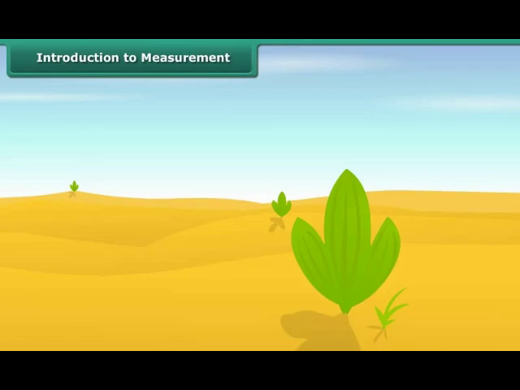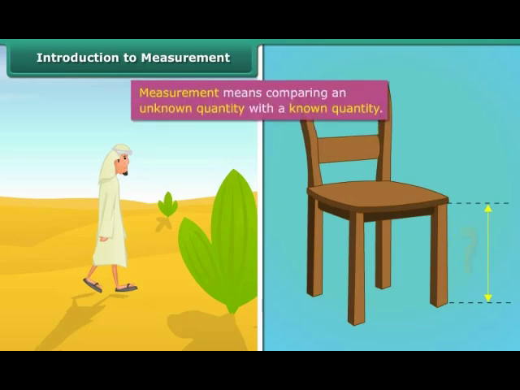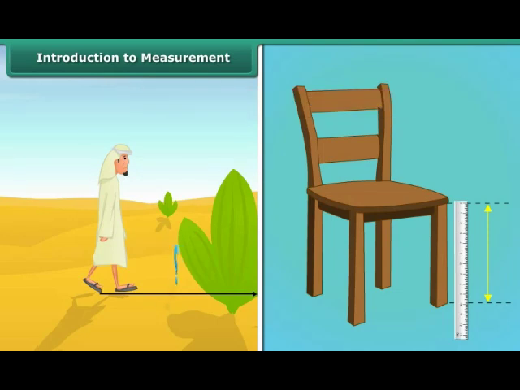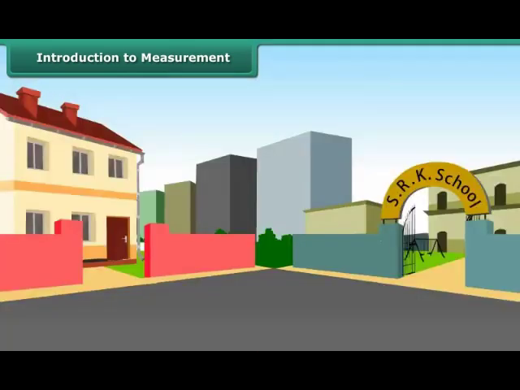Introduction to measurement. Do you know how people know how much they have travelled or how much is the length of a leg of a chair? This is done by using a term called measurement. Measurement means comparing an unknown quantity with a known quantity. The known fixed quantity is called a unit. When you derive the results of this calculation, you get the measurement in two parts. One is a number and the other is the unit of the measurement. You can also calculate the distance from one place to another. For example, the distance from school to your house.